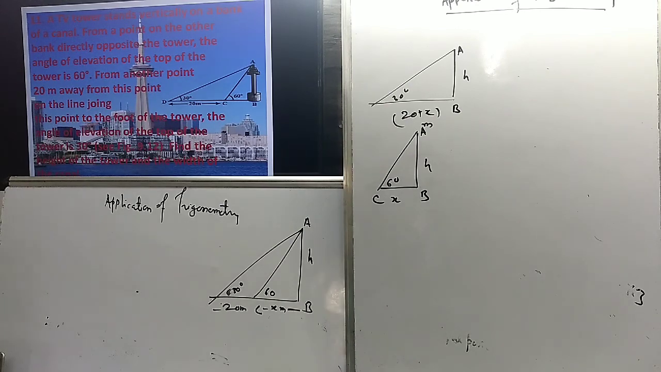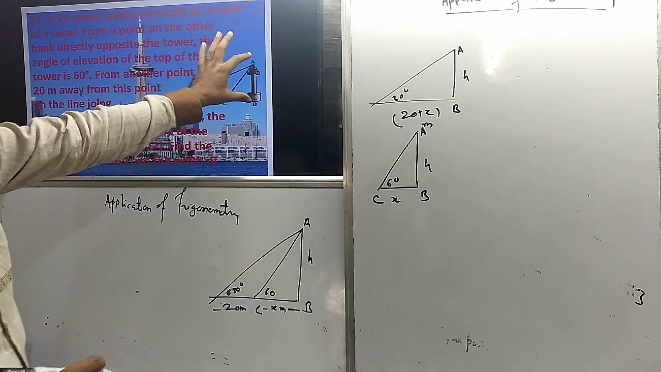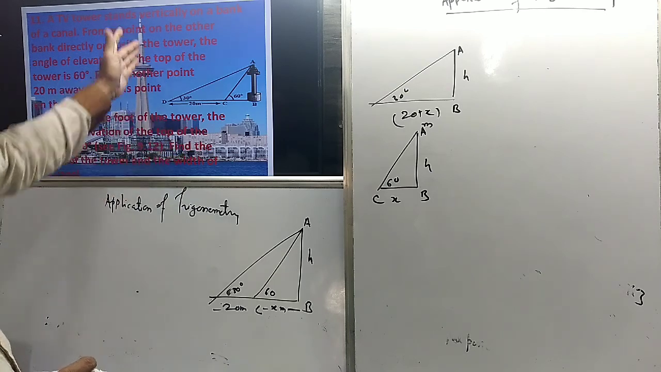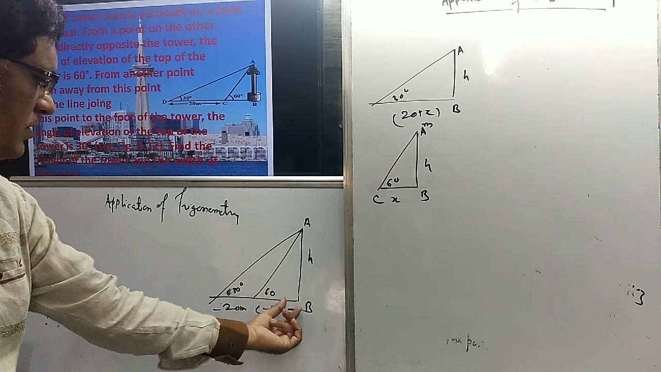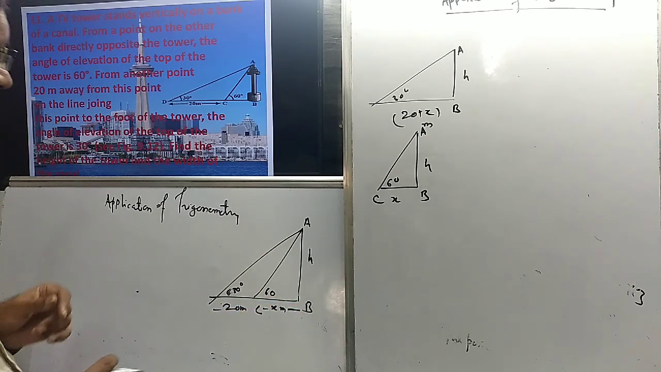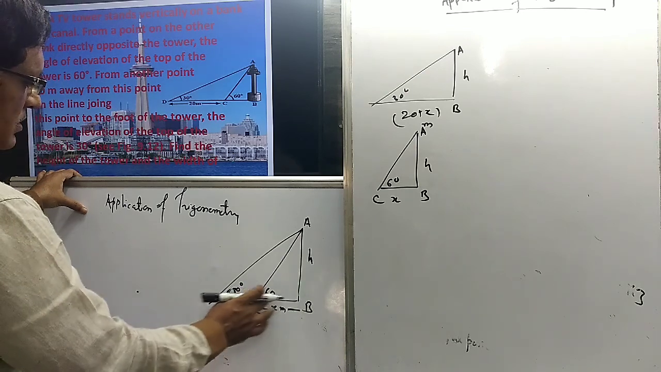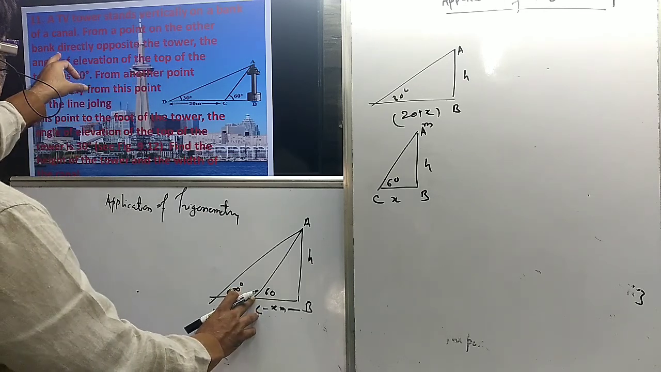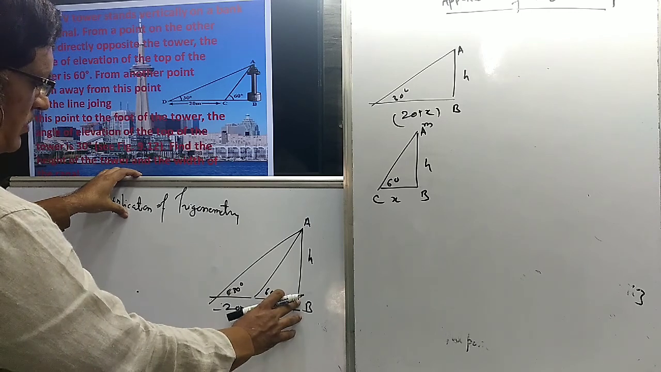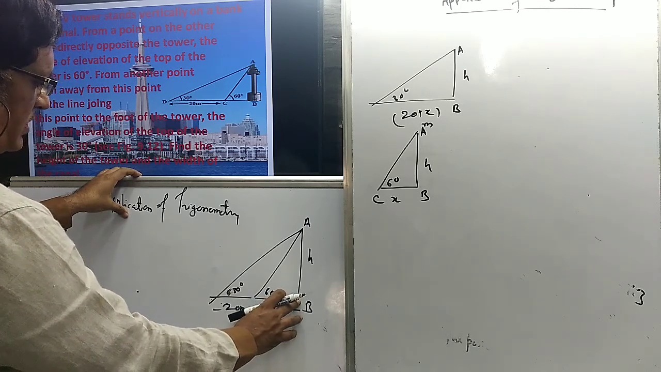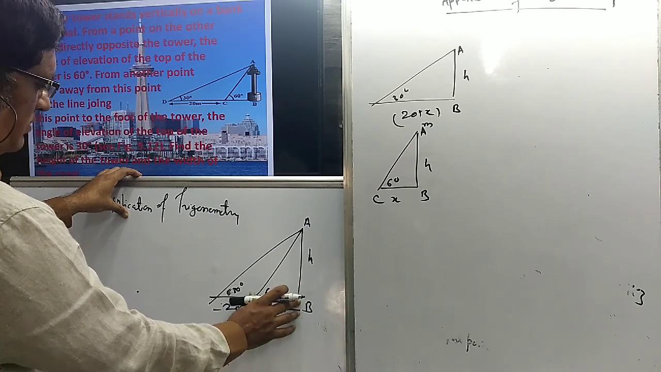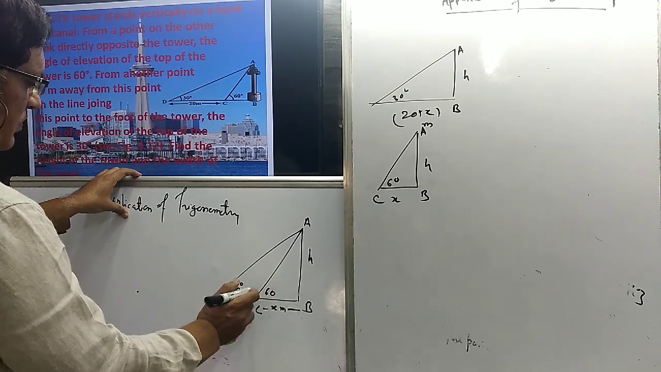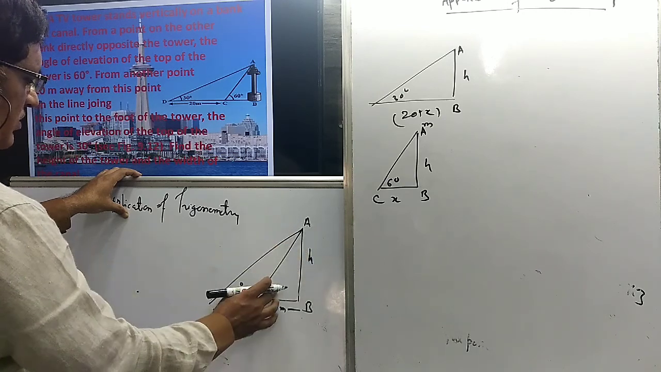Now what is given in the 11th problem? That this tower stands vertically on the bank of a canal. The canal is there and this tower is located on the bank of the canal, and a person observes from a point on the other bank directly. Here is one border of the canal, and this is another border, so this is the width of the canal, and from this point the angle of elevation of this tower is 60 degrees.